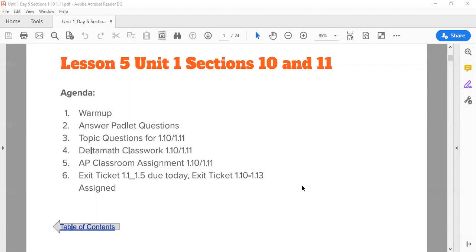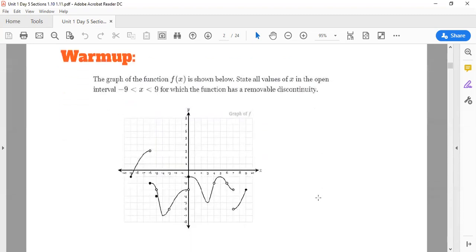So the exit ticket is technically due today. That's something I'll look through. And the exit ticket for 1.10 to 1.13 is assigned. You will have all the skills necessary for that, even though 1.13 happens to be part of the asynchronous lesson, which is going to be assigned on Friday. So you should still be able to do that exit ticket. Okay? So with that said, let's start our warm-up.